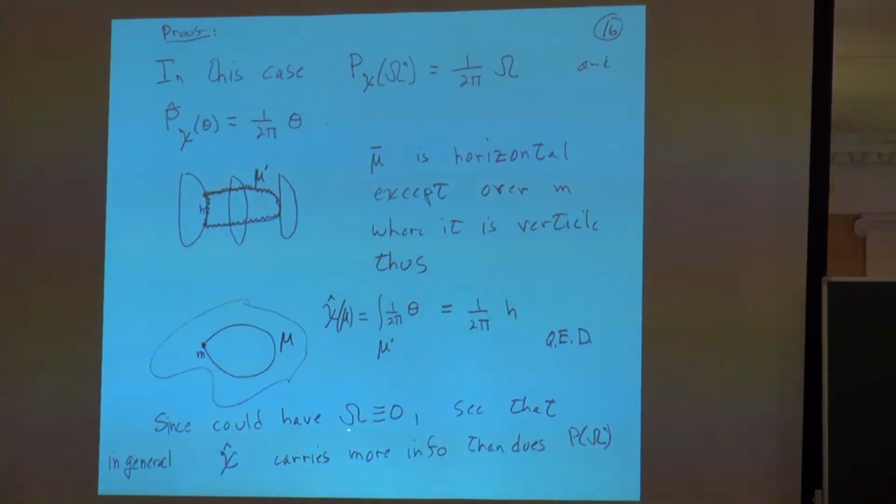It could have been a flat bundle, but you'd still get an answer, because you could have a flat bundle which still has holonomy. So we could have had omega equals 0. So we can see in general, chi hat carries more information than does the form whose boundary it is upstairs. So, then there's that form. Okay.